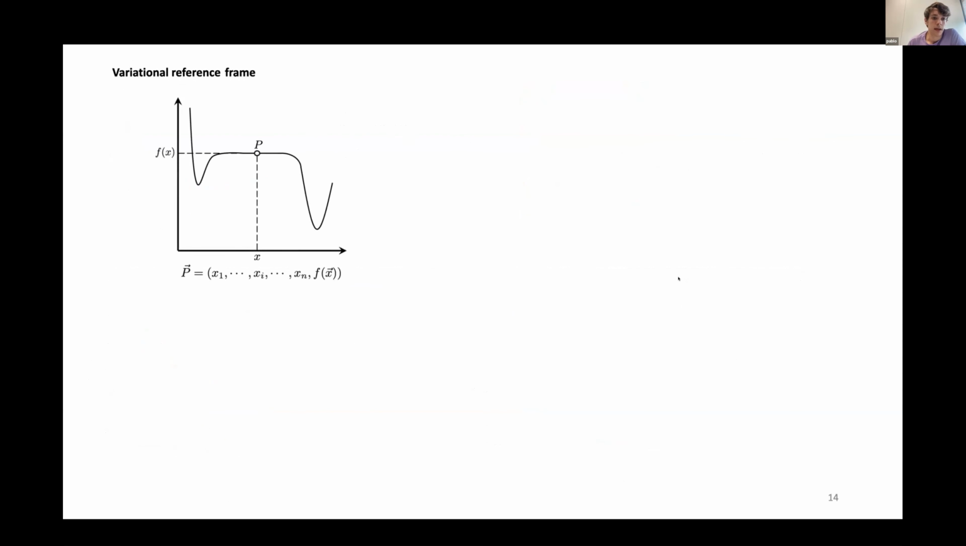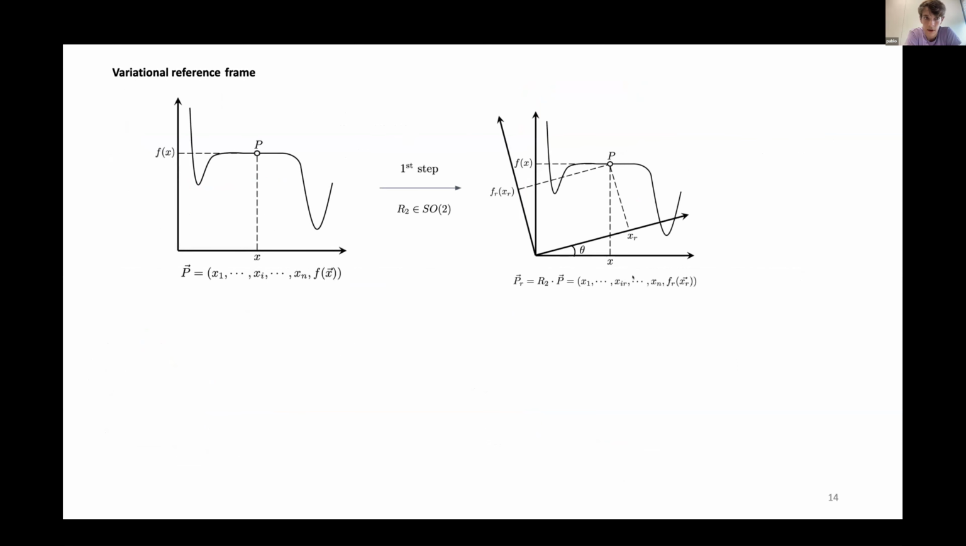The other idea is to employ a variational reference frame. Again, you have a point in your landscape of solutions, but you get stuck at a barren plateau. An alternative would be to perform some kind of variation of your system. Before, it was the way you describe the point, the coordinate system you employ to describe the point.